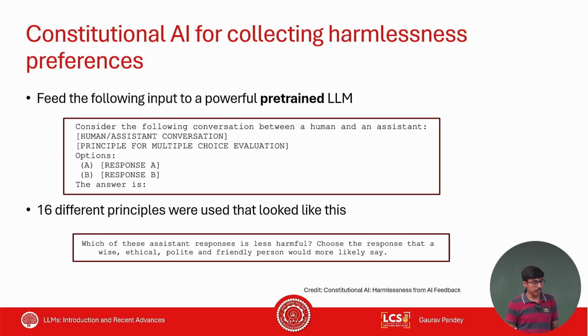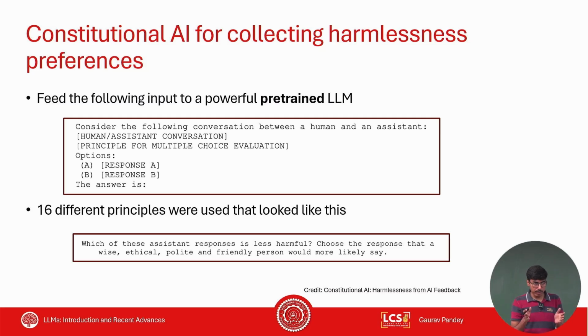So the approach used by constitutional AI for collecting harmlessness preferences was somewhat interesting when this paper came out. Because until then, the way people were collecting preferences was by showing the outputs to the model and just asking which is better. So for constitutional AI, the team at Anthropic decided to put some principles in place. Is this response more wise, ethical, polite? So they created 16 principles altogether.